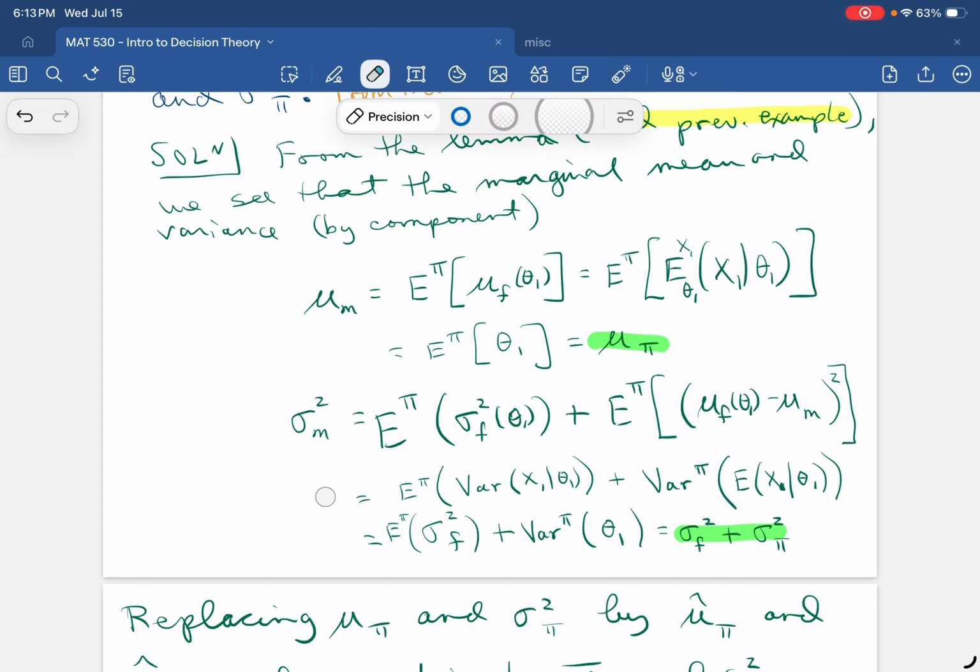And in this next line, I think we can see the law of total variance formula more clearly, because we're taking the expected value of the conditional variance plus the variance of the conditional expectation. And then the variance of the conditional is sigma sub f squared, and so we get this part here, and sigma sub f squared is known, so that expectation is just sigma sub f squared, and then plus the expected value of x1 given theta 1, well, that's theta 1, and then now we need the variance of theta 1, which is this part, sigma sub pi squared.